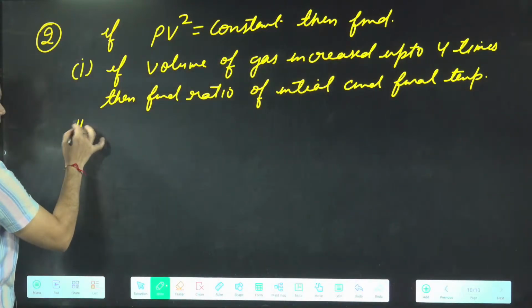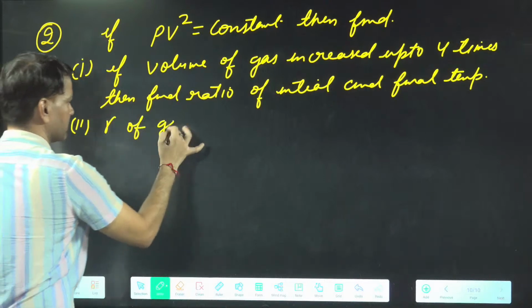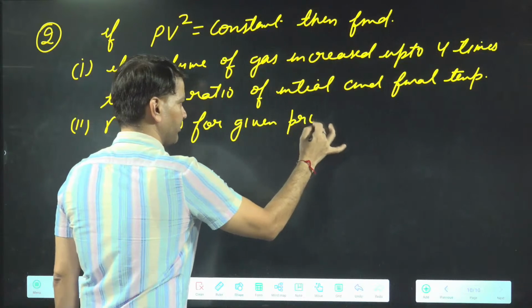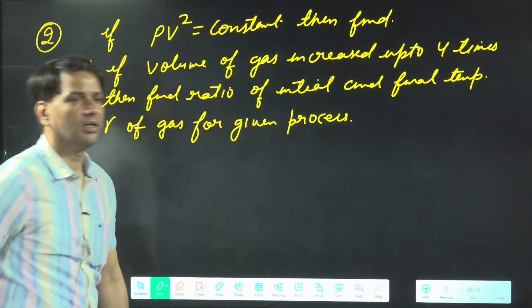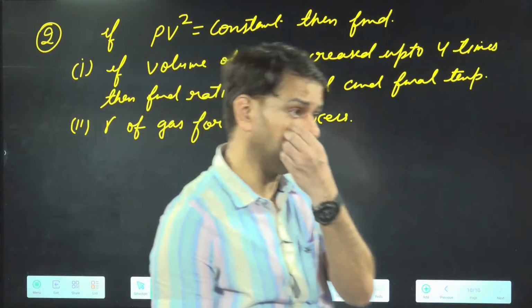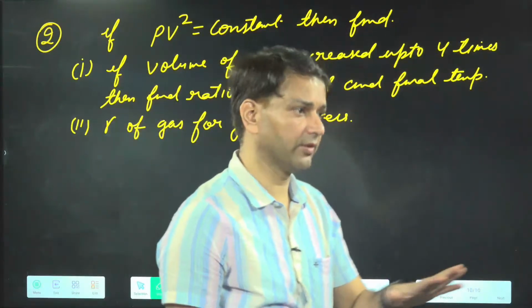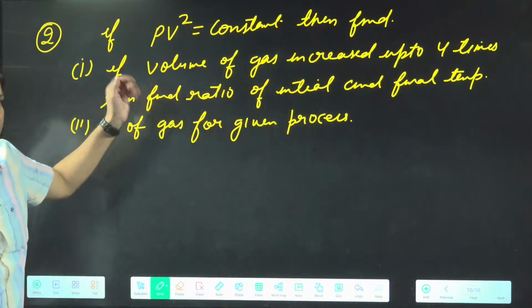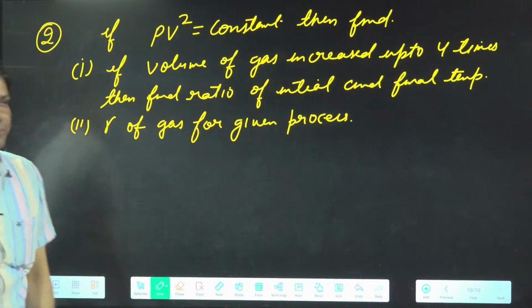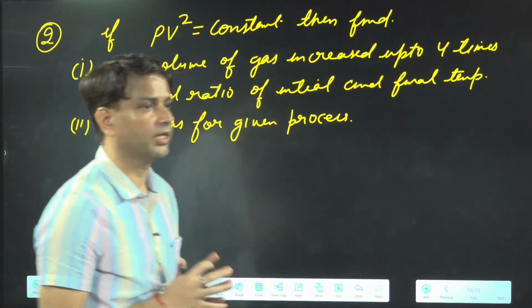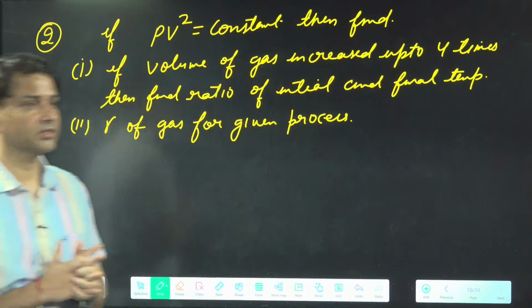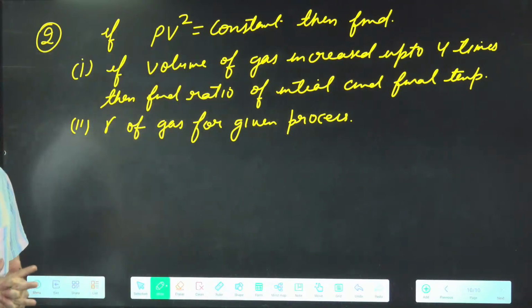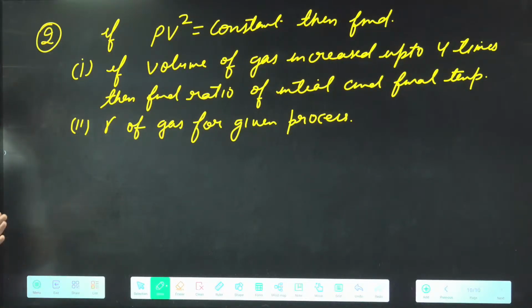And number 2, gamma of the gas for the given process. For the same gas, in a different process, you will get a different gamma. If you change the volume in a different process, you will get a different gamma. So in this problem, I have given the equation PV square is equal to constant. First we have to find, if the volume of the gas increases up to 4 times, the ratio of the initial to the final temperature, and then we have to find the gamma of the gas for the given process.